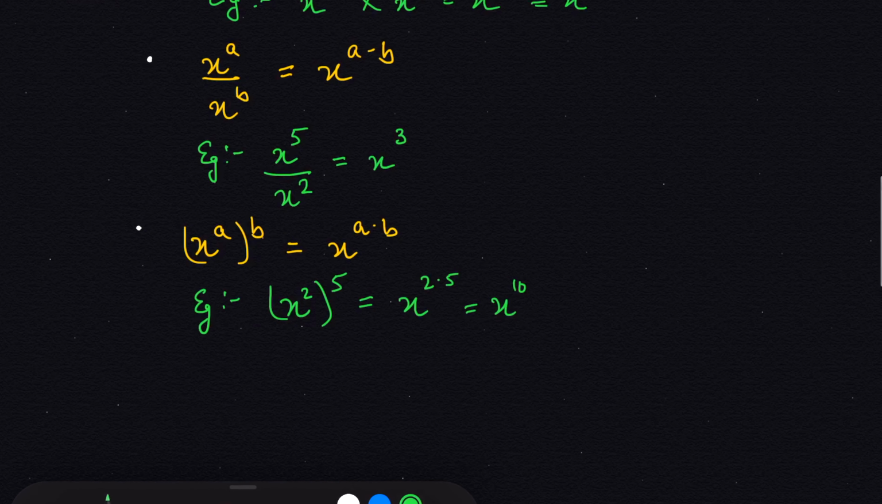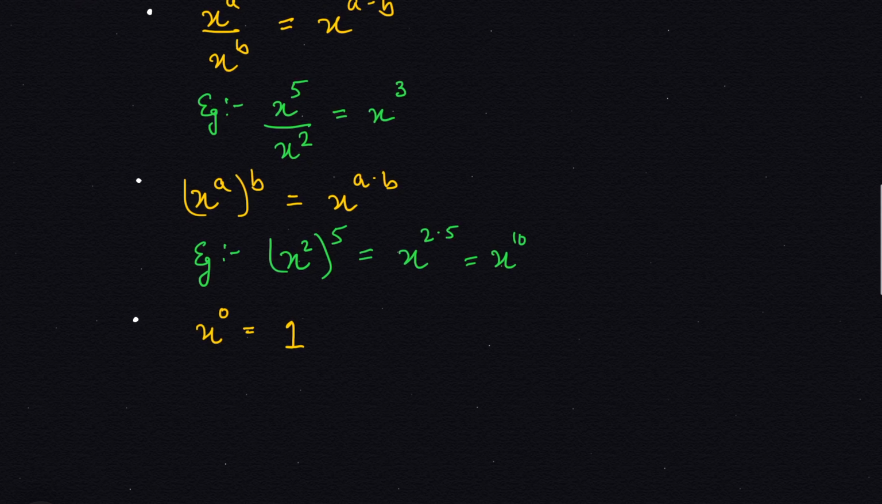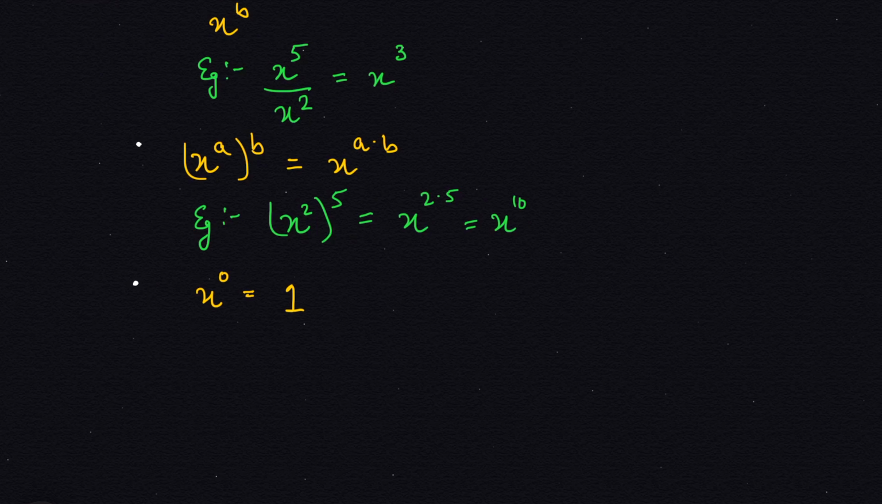I hope you're understanding the rules so far. So, with that, let's move to the next rule, which is x raised to the power 0, that is equal to 1. Any exponential quantity with a power equal to 0 is always equal to 1. Let's take an example. x into y, whole raised to the power 0, is equal to 1.